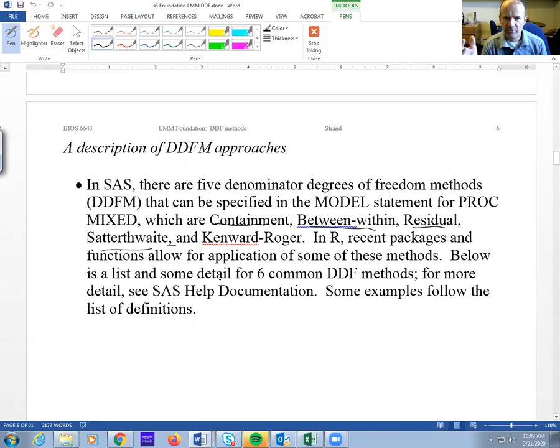You guys have probably heard about the Satterthwaite approximation. If you're doing a 2-sample t-test, and you allow different variances, then you use a Satterthwaite approximation for degrees of freedom. It's the same principle for a mixed model. We can use Satterthwaite to estimate degrees of freedom. Kenward-Roger. So these are some of the basic methods we can use to estimate degrees of freedom.